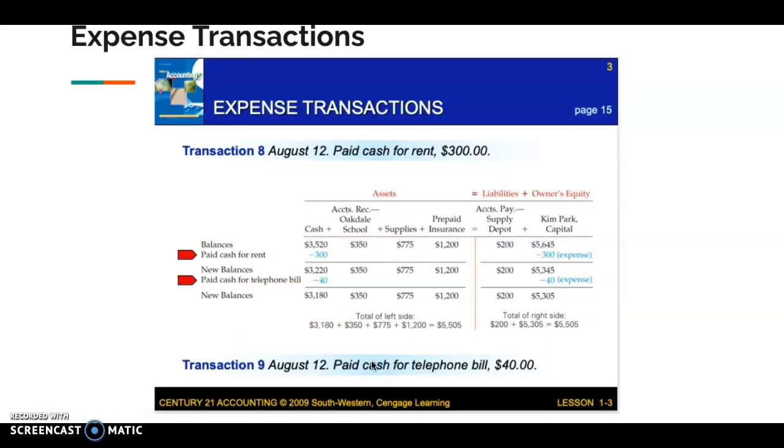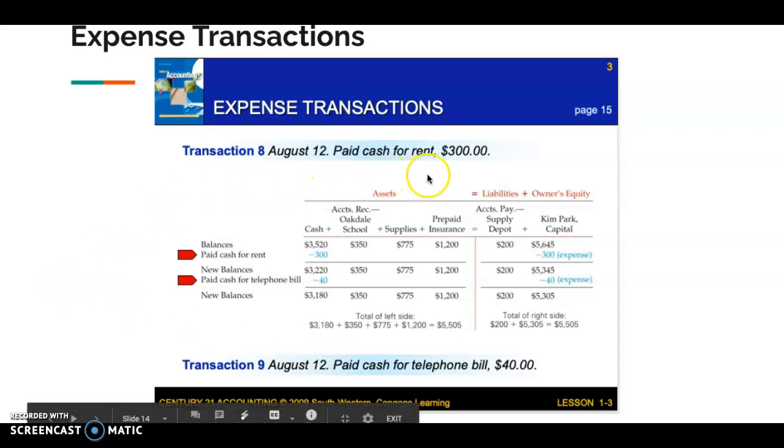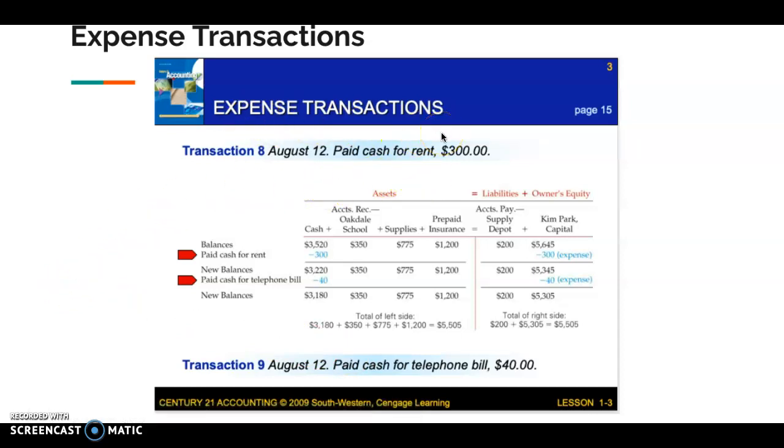Okay. The next transaction we have is we paid cash for rent. These are expense transactions. Expenses are what it costs, the daily amount that it costs to run your business. It's what you have to pay to run your business. So these are just a couple examples. We have to pay rent. Okay, so we're going to pay cash for rent, $300.